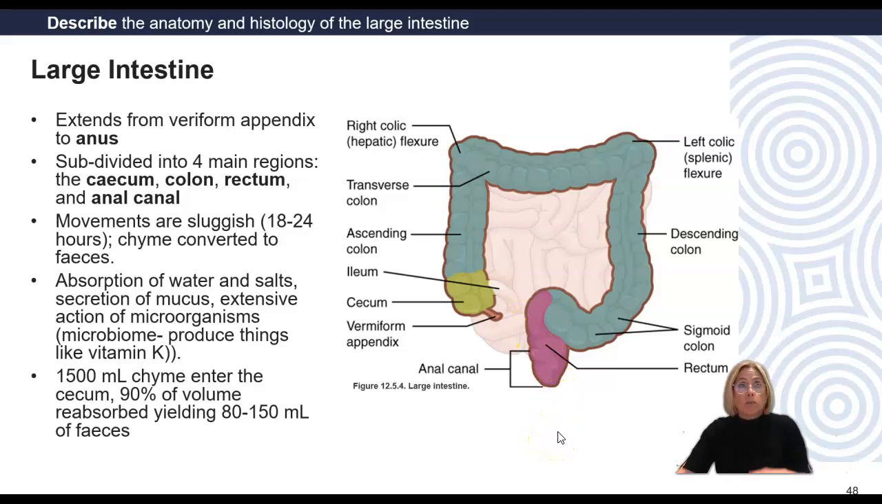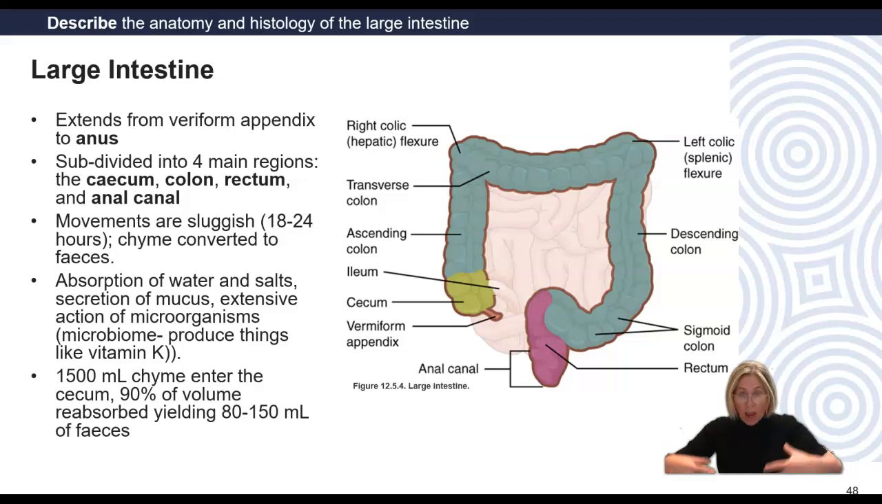As I mentioned, what seems like ages ago now, the movements in the large intestine are sluggish. It takes about 18 to 24 hours for all of that chyme to be converted to feces. But there is some absorption of water and salts in the large intestine. There's secretion of mucus, and there's extensive action of microorganisms.